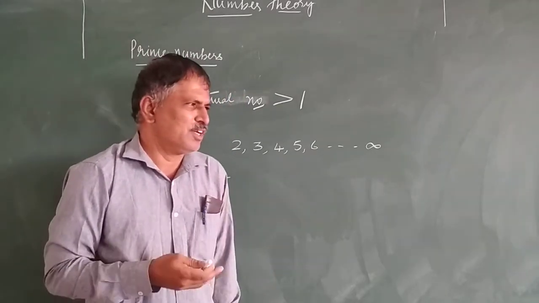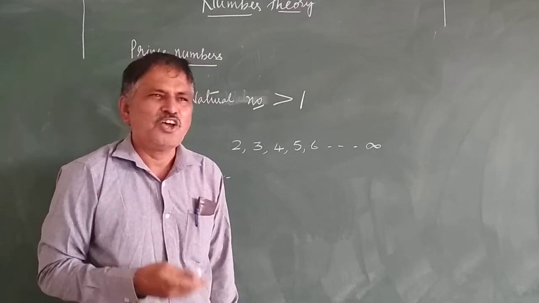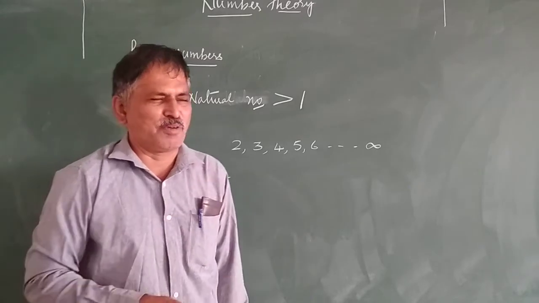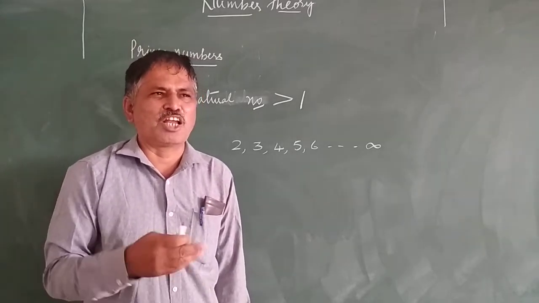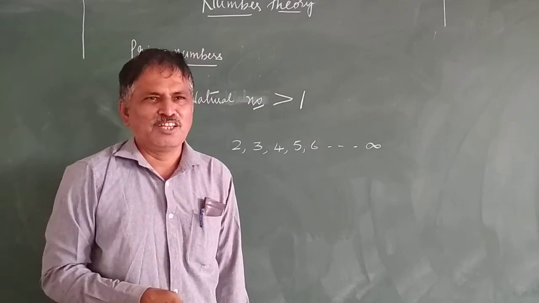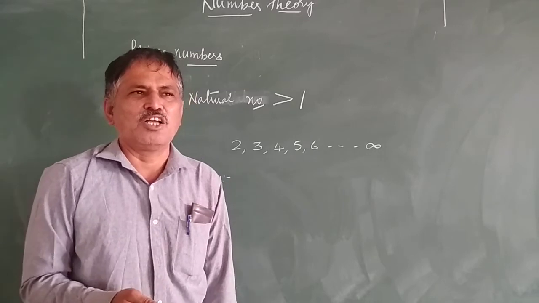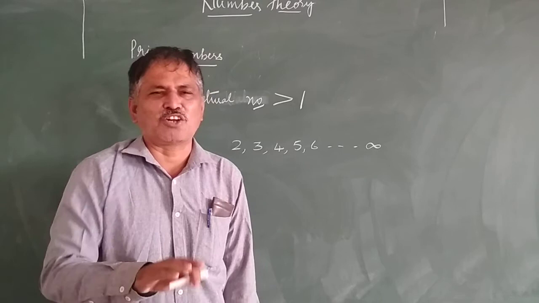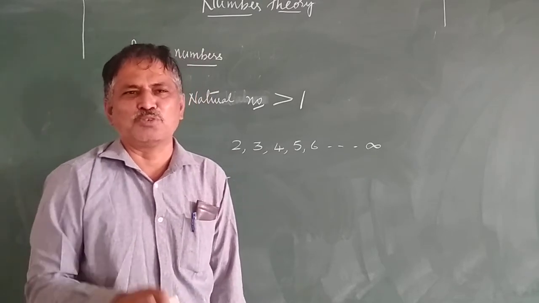Some intelligent or smart students, they tell that what is a prime number means, numbers which are not composite, they are prime numbers. What is a composite number? The numbers which are not prime, they are composite.